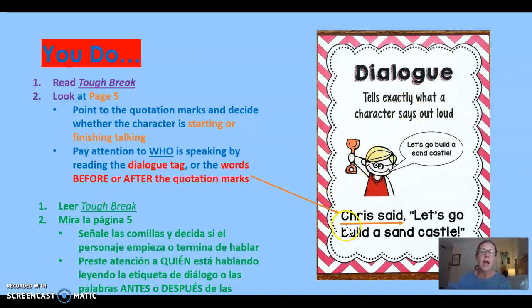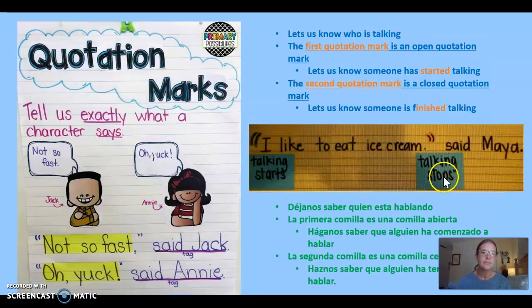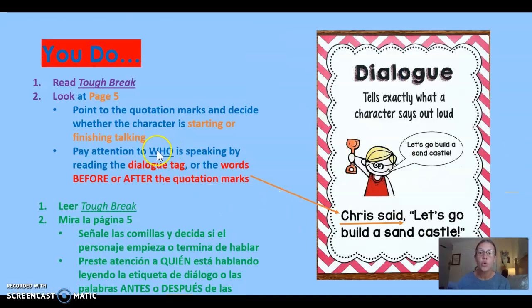So this is called a dialogue tag right here where it says Chris said. Remember on the other slide when it said Maya? That's the dialogue tag, and it lets us know who is speaking. Because if we just have quotes, we don't know who is talking. We don't know which character is saying what.